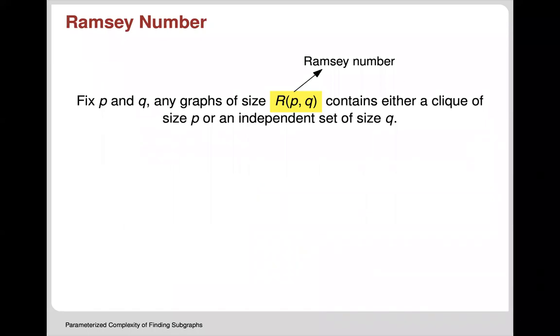So in our paper we heavily use Ramsey numbers. First, what is a Ramsey number? If I give you two positive integers p and q, then any graph of size R(p,q), which we call the Ramsey number of p and q, contains either a clique of size p or an independent set of size q.